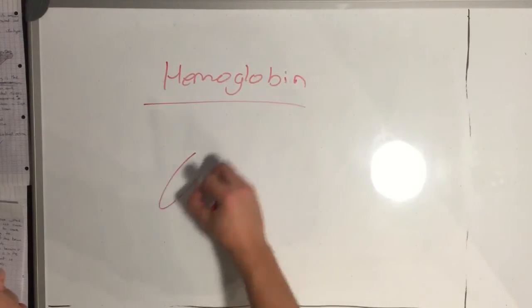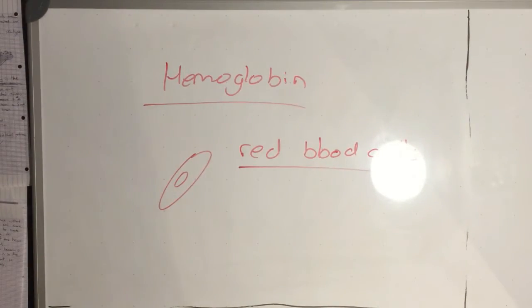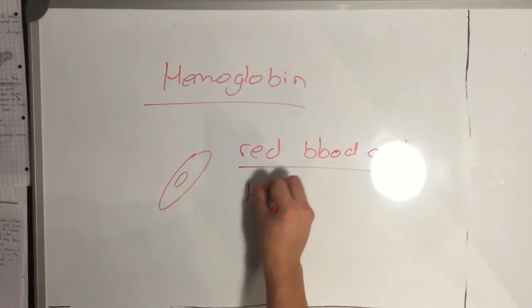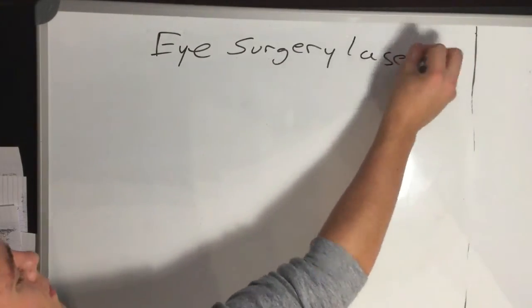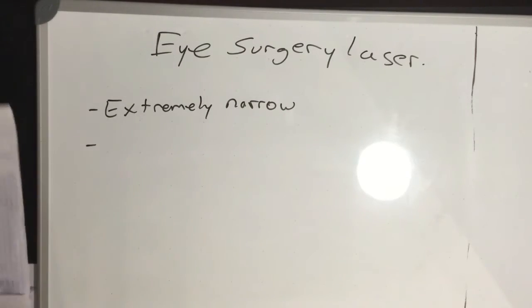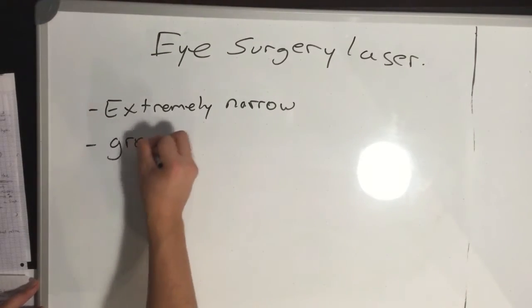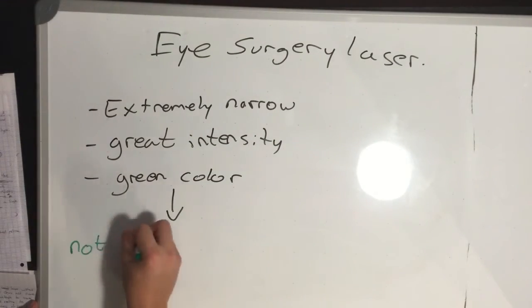Another reason why green light is used is because it is selectively absorbed by hemoglobin, which is found in the red blood cells. That plays a big part in order to seal off bleeding blood vessels in the eye. To recap on the eye surgery laser, firstly, it is extremely narrow. Secondly, it has great intensity. And then it is green because it is not absorbed strongly by the eye lens.